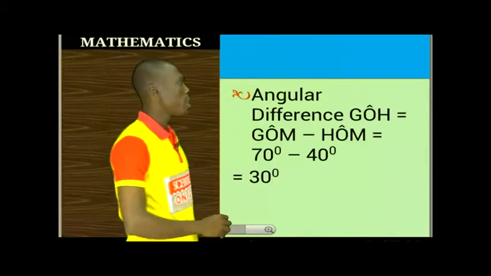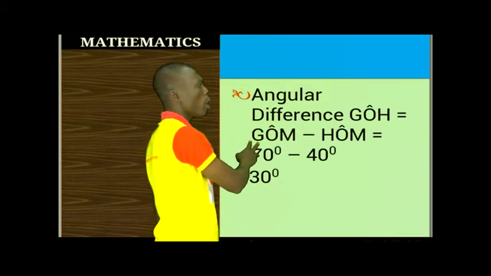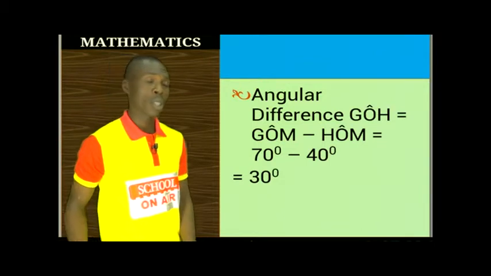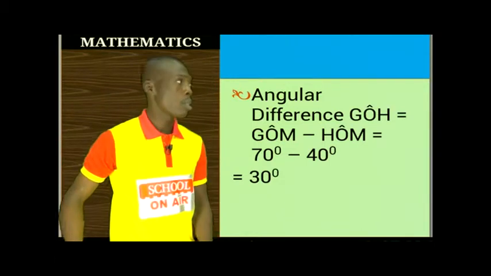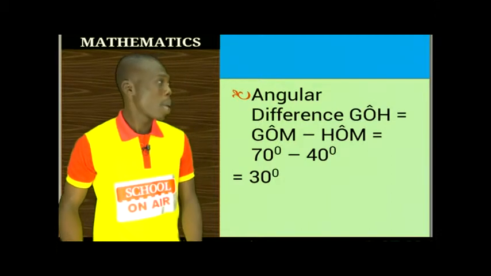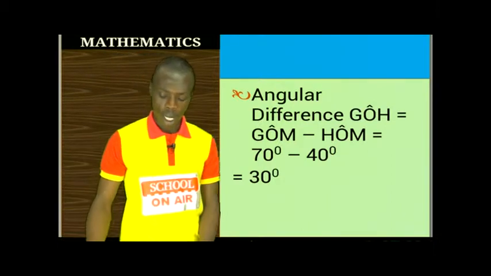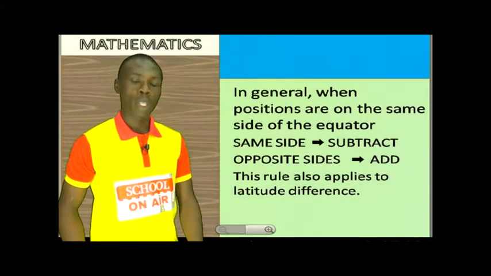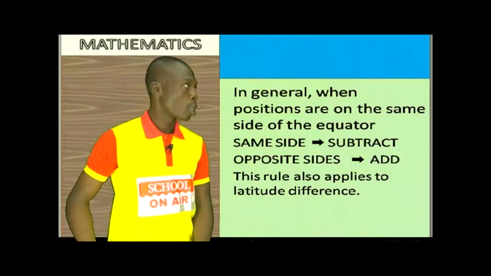So we say the angular difference GOH, that's angle GOH, is equal to GOM minus HOM. What we are saying in essence is just that the angle subtended by H is subtracted from the angle subtended by G. So we have 70 degrees minus 40 degrees, and that gives us, of course, 30 degrees. So that's the angular difference between the two positions.